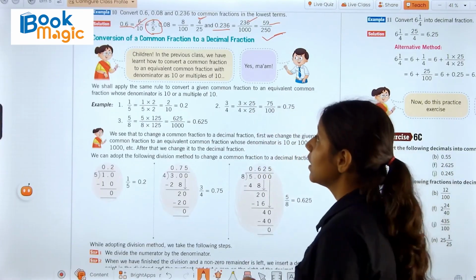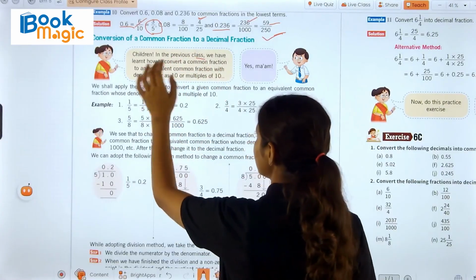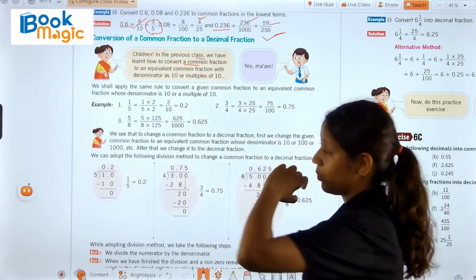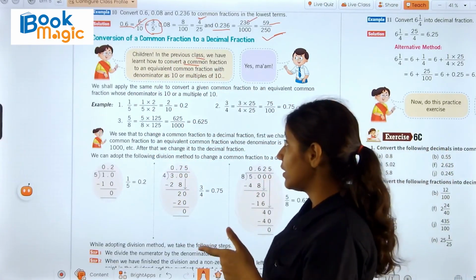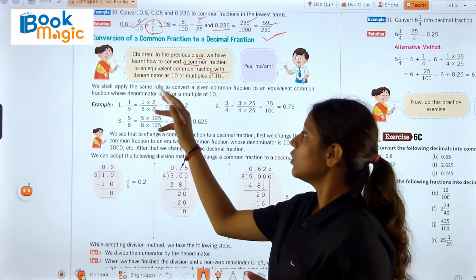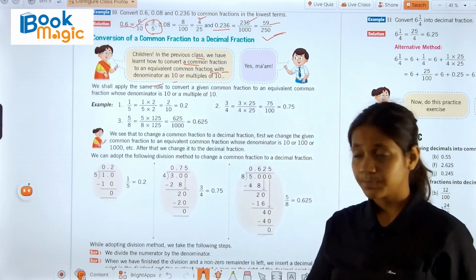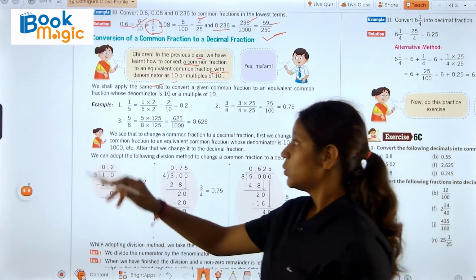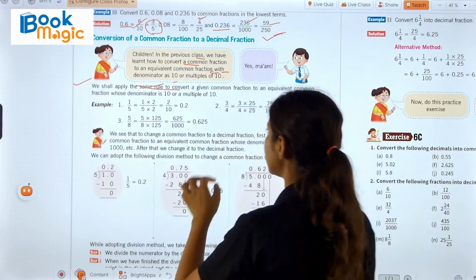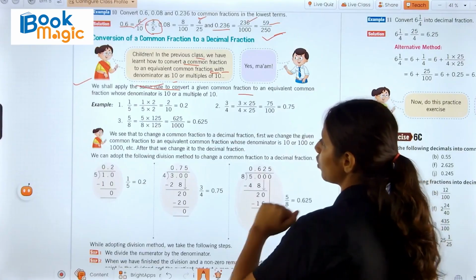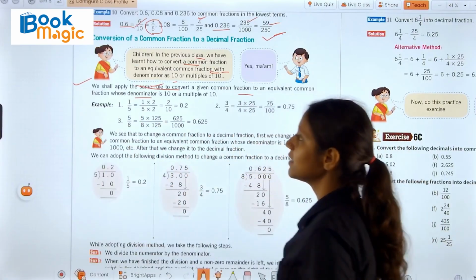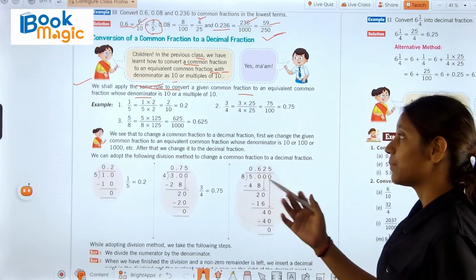See, children, in the previous classes, we learned how to convert a common fraction to an equivalent common fraction with denominator 10 or multiples of 10. Students replied, yes ma'am. We shall apply the same rule to convert a given common fraction to an equivalent common fraction whose denominator is 10 or a multiple of 10.